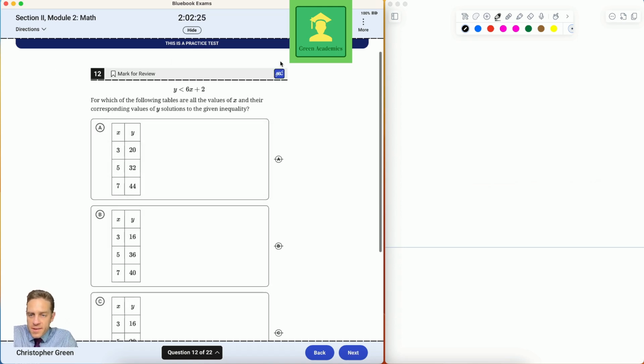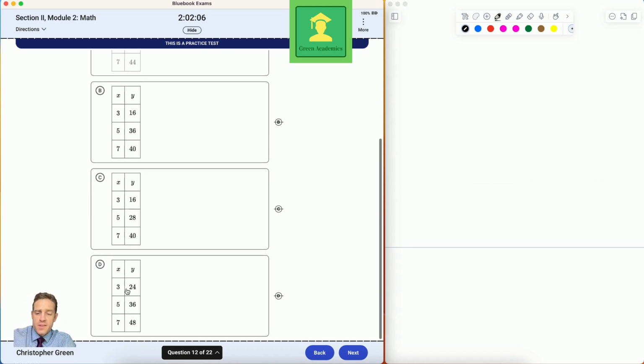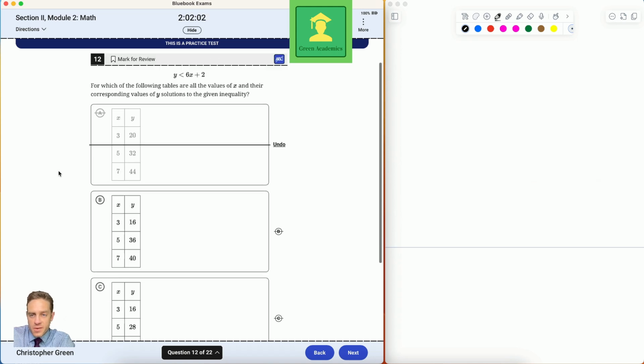Okay, y is less than 6x plus 2. Well, they almost always have answer choice A be the trick wrong answer. That's, of course, when y equals 6x plus 2. So let's eliminate it based on just the first row. Is 16 less than 6 times 3 plus 2? Yes. Is 24 less than 6 times 3 plus 2? No. So A and D are gone just based on the first row.